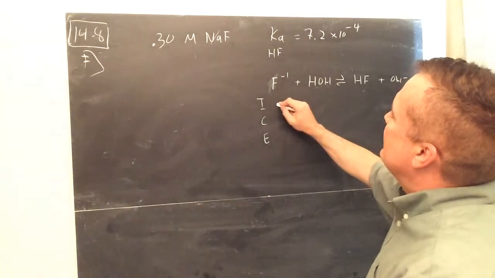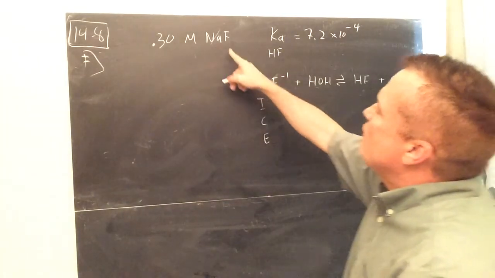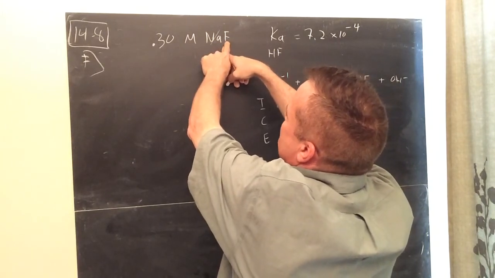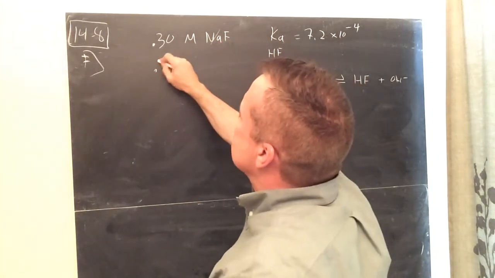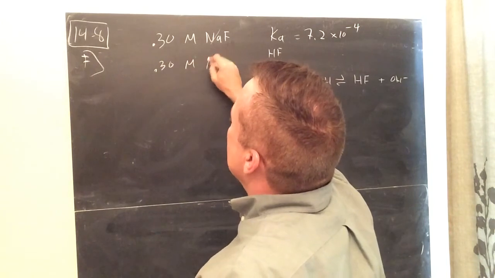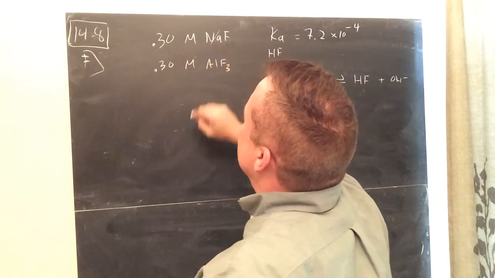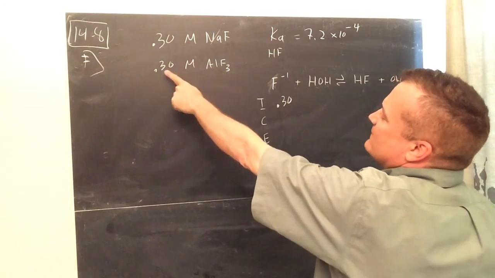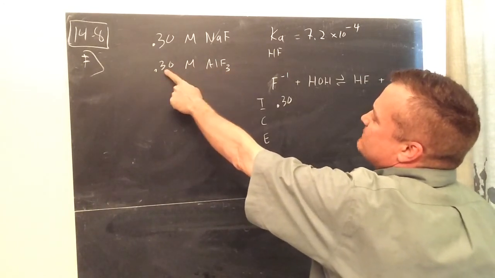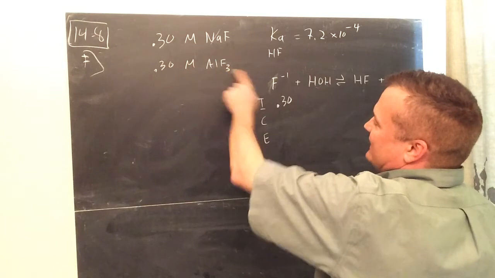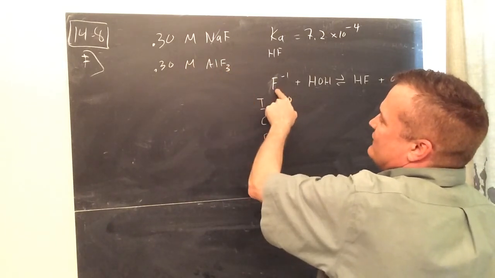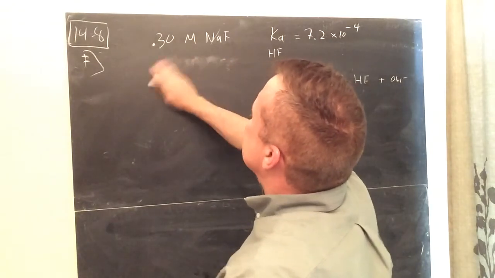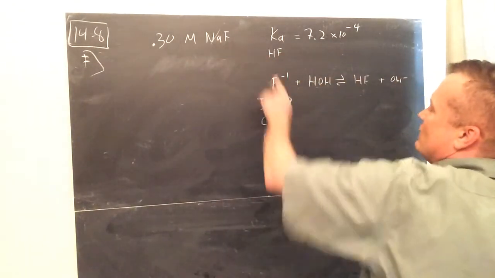0.30 molar of F. Now, watch this carefully: 0.30 molar NaF, and you know there's only one of these. If for some reason it were 0.30 molar AlF3, then that would mean 0.90 molar F negative, since there are three F negatives that react when it splits up. But that wasn't the case, so you're okay, 1 to 1.